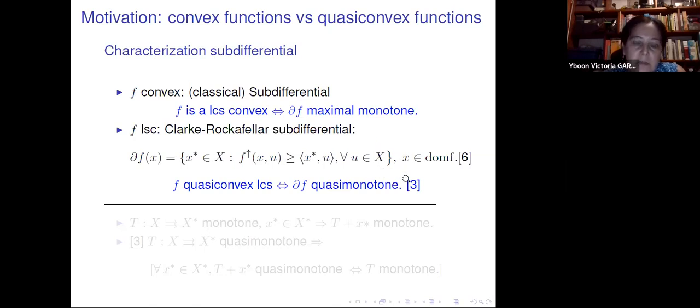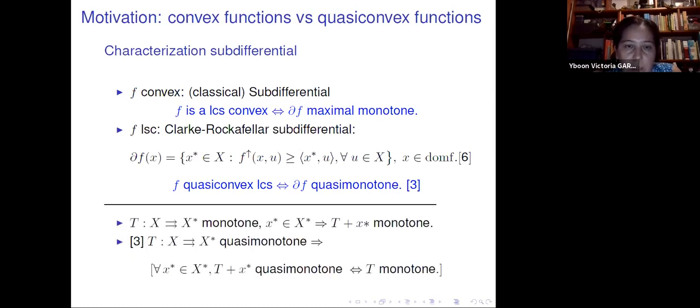So we can also compare the two concepts. But what happens with operators? It is also well known that if we take a monotone operator T and an x star in X star, the sum is monotone. Of course, if we take two monotone operators, the sum is monotone. But in the case of quasi-monotone operators, we have this result that says that if for all x star in X star, T plus x star is quasi-monotone, this is equivalent to saying that T is monotone. So we cannot guarantee that the sum of two quasi-monotone operators is quasi-monotone.